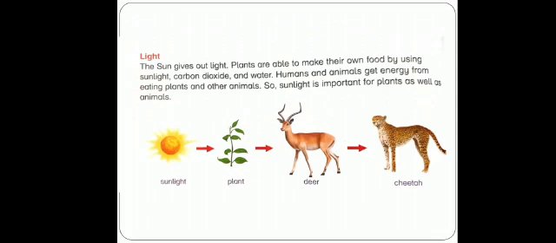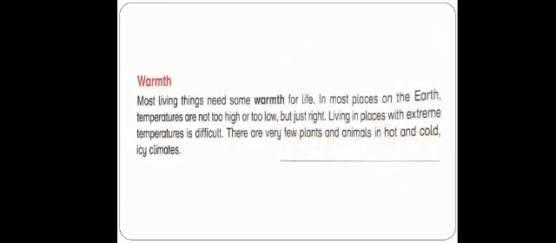So, sunlight is important for plants to make their food, and this light is important for animals and human beings also, because if plants couldn't make their food, we also couldn't get energy. We also wouldn't get the food. So, sunlight is important for all of us, plants, animals, and human beings. Here you can see sunlight is used by the plant to make food. Then this plant is eaten by the deer, and then this deer is eaten by the cheetah. So this is the cycle of how all the living things get energy from one another.